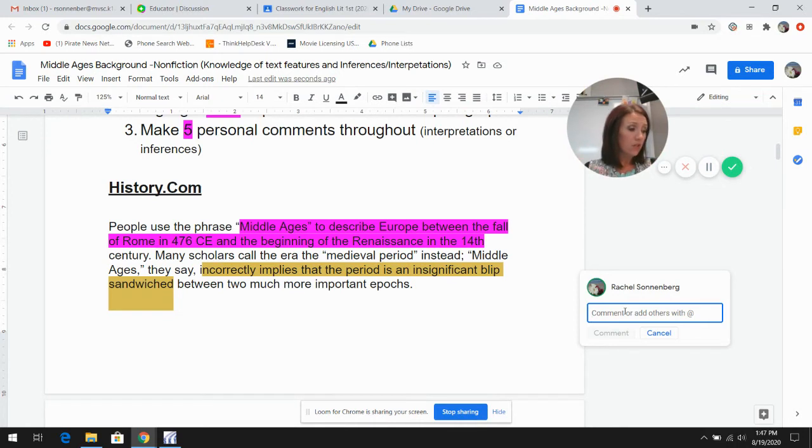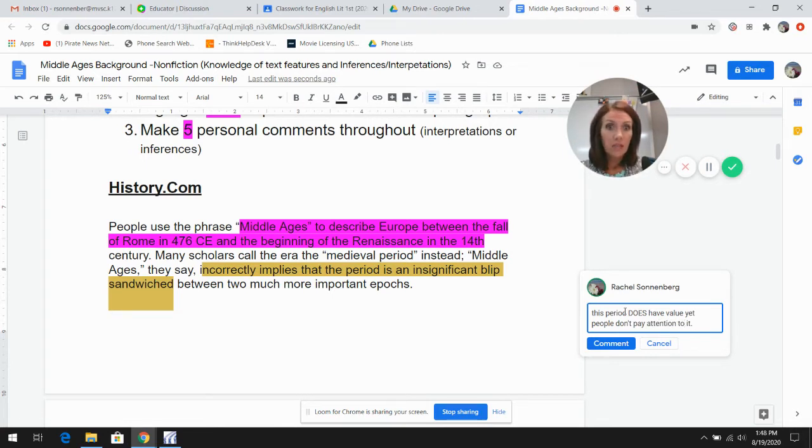I have the plus button and I am going to make a comment that I made earlier, and I just have to remember where it is. Now, if something says it incorrectly implies that the period is an insignificant blip, that meant to me, and I'm going to write what I understand or believe. I think that that means this period does have value, yet people don't pay attention to it.